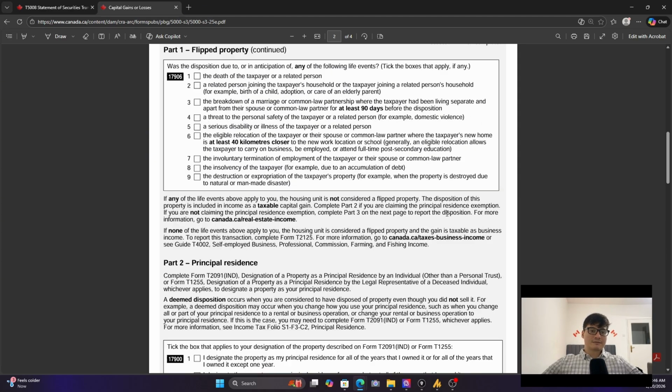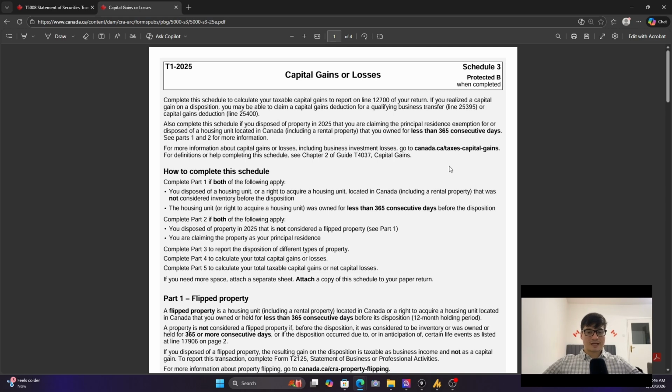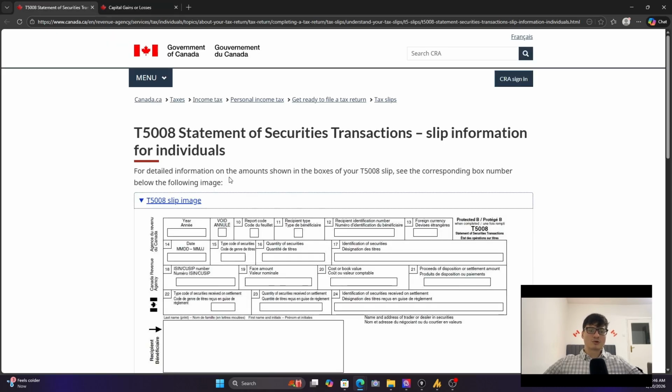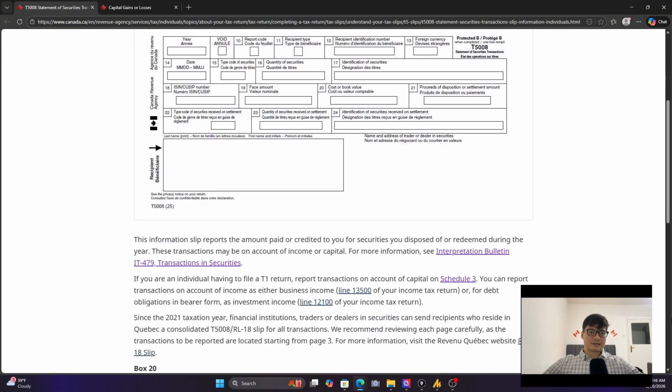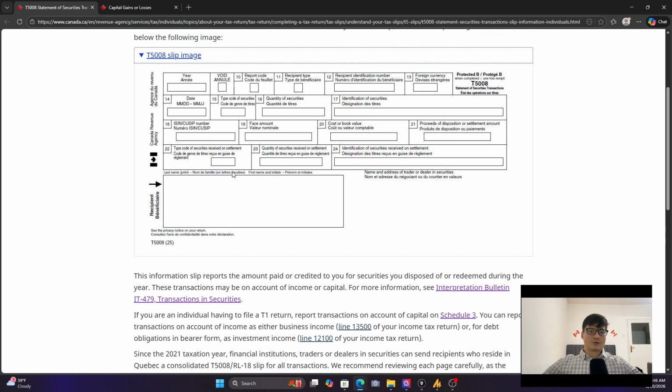Whenever you are filling out your capital gains schedule and looking at your T5008, you're going to include that on Schedule 3. But let's go back and think about what the T5008 actually is. One thing you need to know is that the Government of Canada receives every single transaction you have from the institution you're trading with. They receive it every time you purchase and sell something, and you receive a slip that looks something like this for every trade you make.